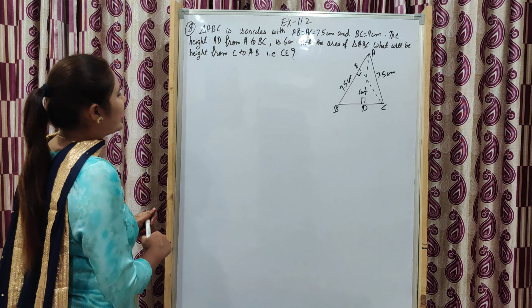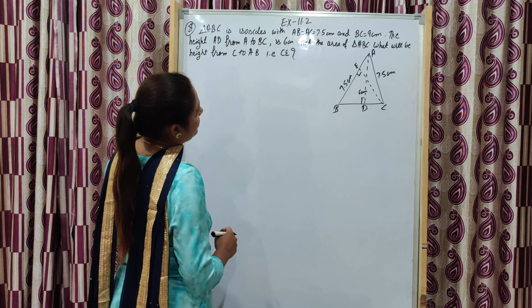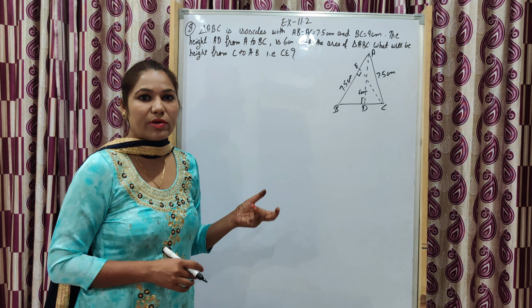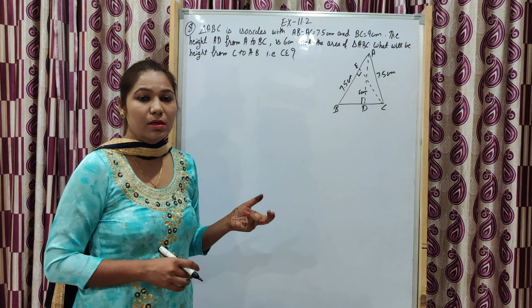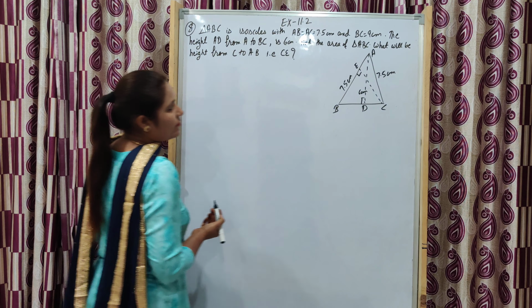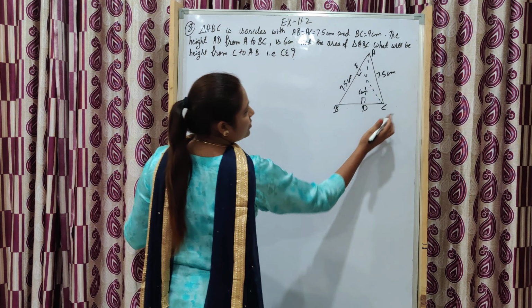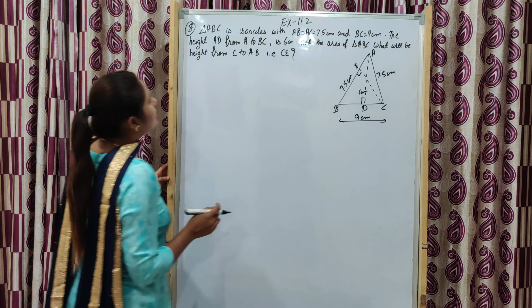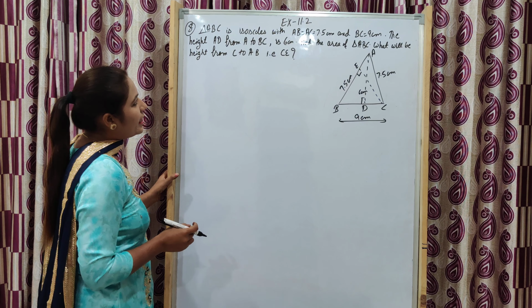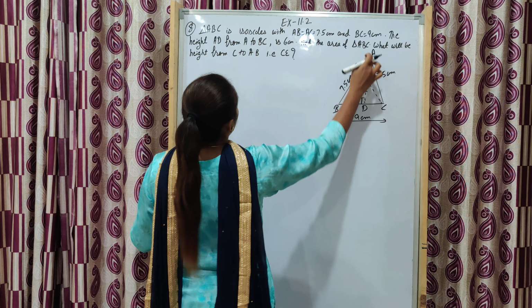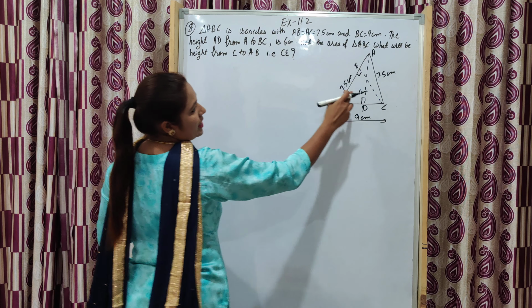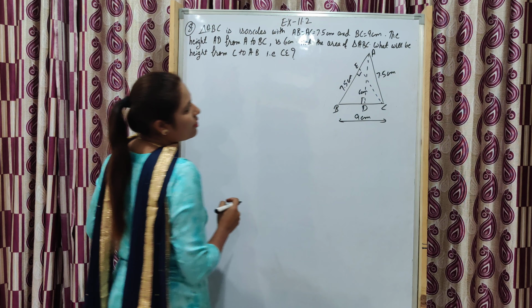Question number 8. Triangle ABC is an isosceles triangle with AB and AC equal. You know very well that isosceles triangles are those triangles whose two sides are the same, equal. So AB and AC are equal, 7.5 and 7.5 centimeter, and BC is given to you, that is 9 centimeter. This one is our BC, and then they are saying the height AD from A to BC. The height AD is 6 centimeter. So AD is given to you 6 centimeter. Find the area of triangle ABC.